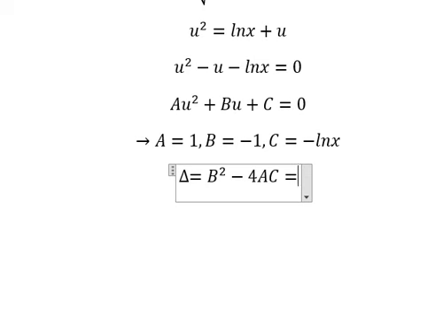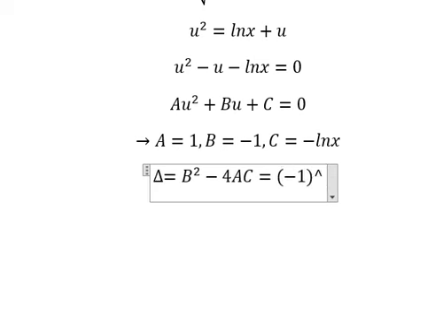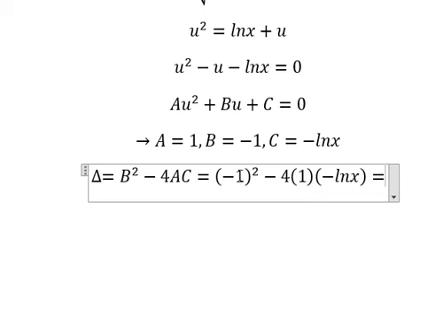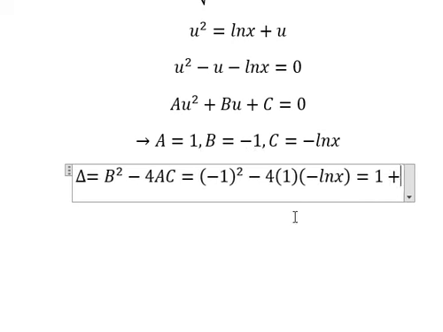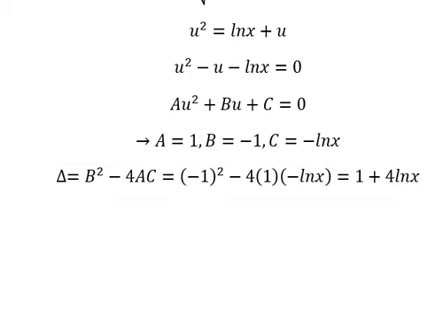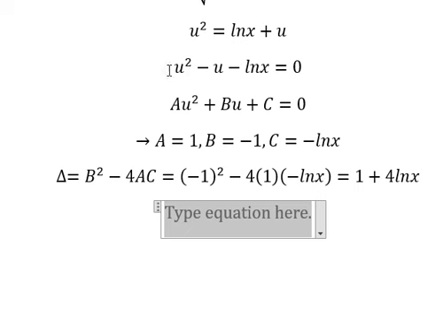So we have b equal to negative 1, and a equal to 1, and c equal to negative f and s. So in this situation, we have 1 plus 4f and s. And the next one is the solutions of u.